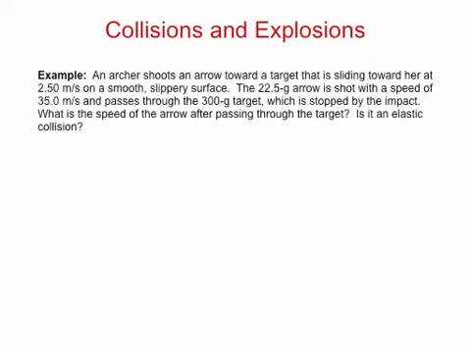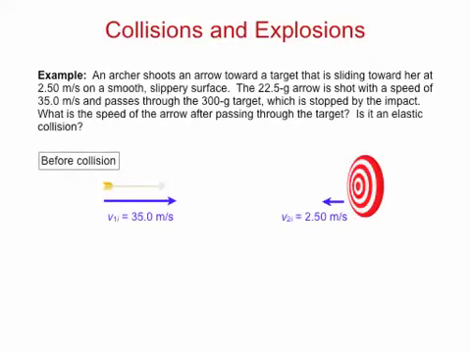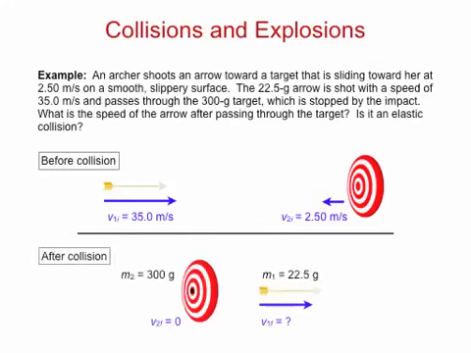For collision problems, it's useful to sketch the scenario both before and after the collision. Before the collision, the arrow is moving to the right at 35 meters per second, and the target is moving to the left at 2.5 meters per second. After the collision, the target has stopped, but the arrow continues moving to the right. Our goal is to compute the speed of the arrow after the collision, which is presumably less than its speed beforehand.